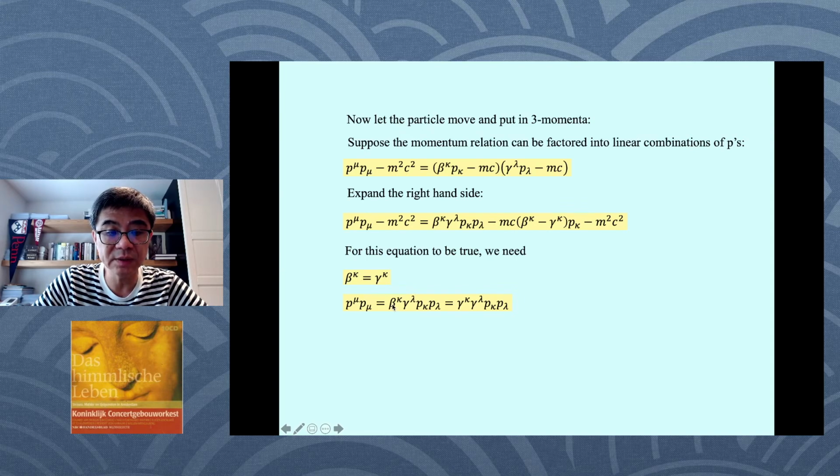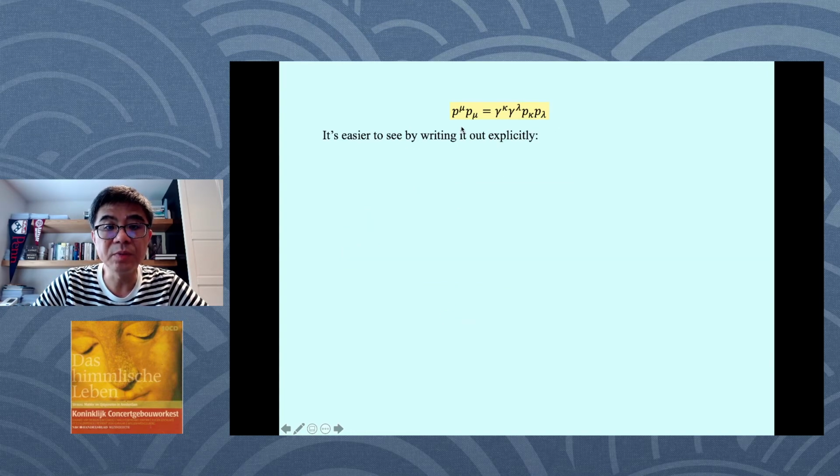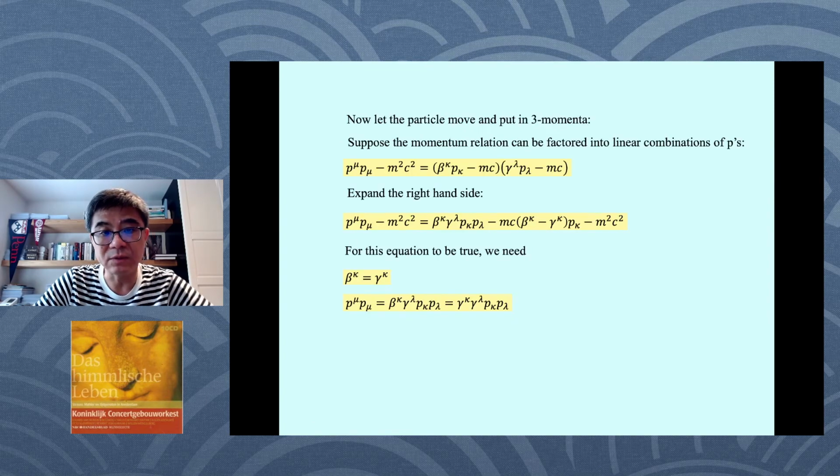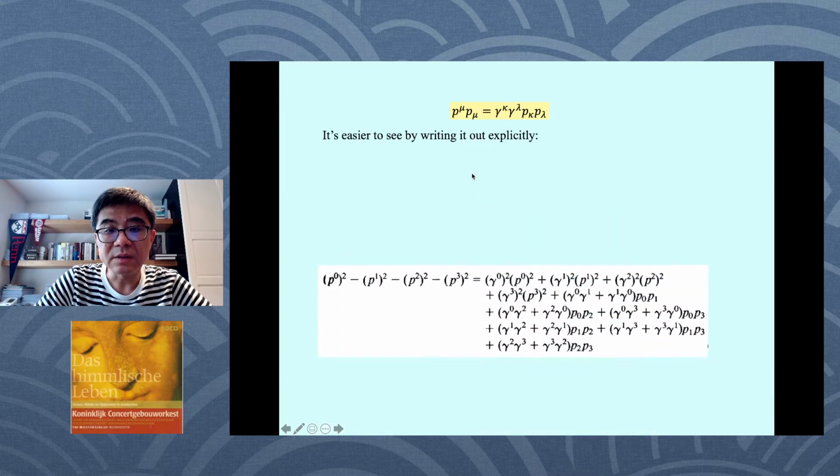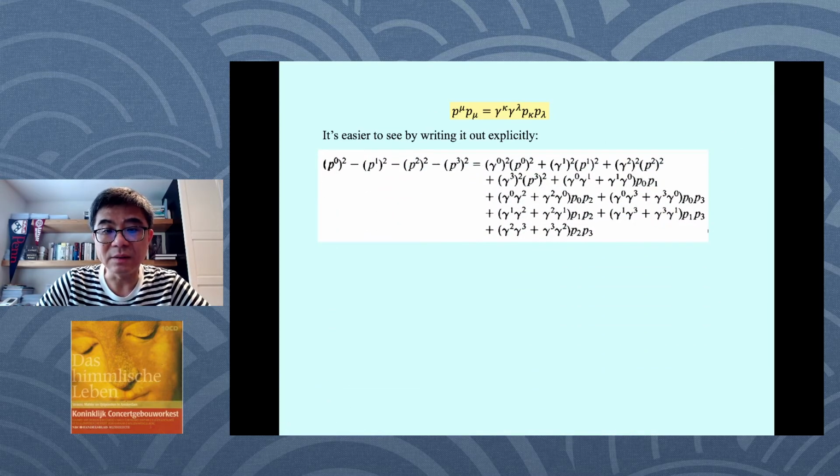Therefore, I can replace this beta in terms of gamma. Therefore, I arrived at P mu equal to gamma kappa, gamma lambda, P kappa, P lambda. Okay, and so we need to solve this equation for gamma. Remember, we want to solve the gamma number for this relation to be valid. And it's easier to write down in detail.